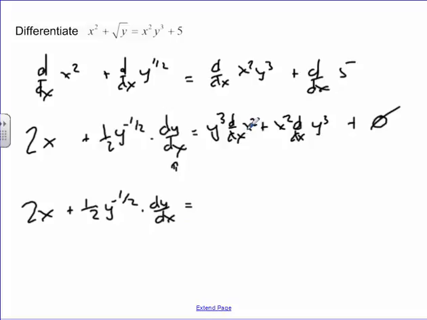Okay, I'm going to derive x squared. That'll give me 2x. And then I'm just going to combine it with the y to the 3 that's already there. And then on this next one right here, this is another chain rule, so I'm going to bring the 3 down in front.